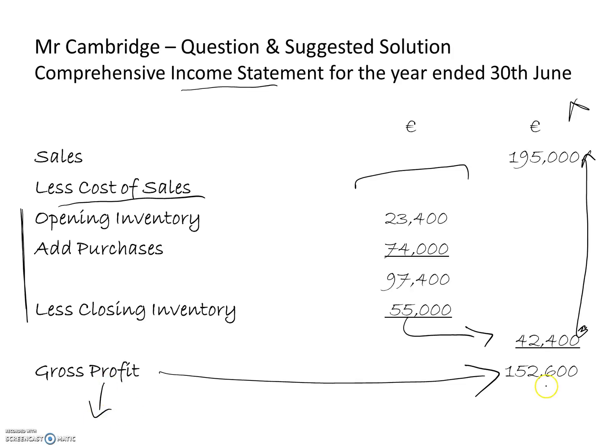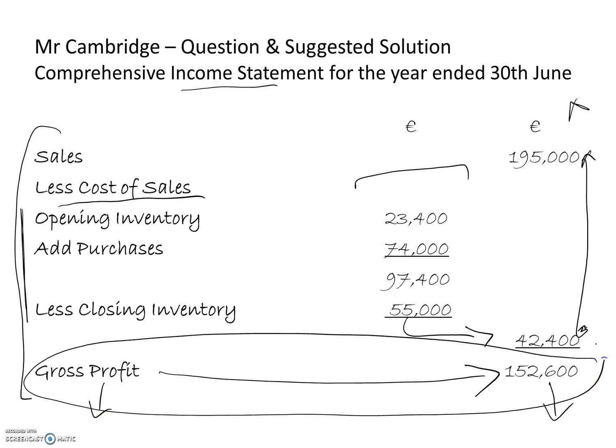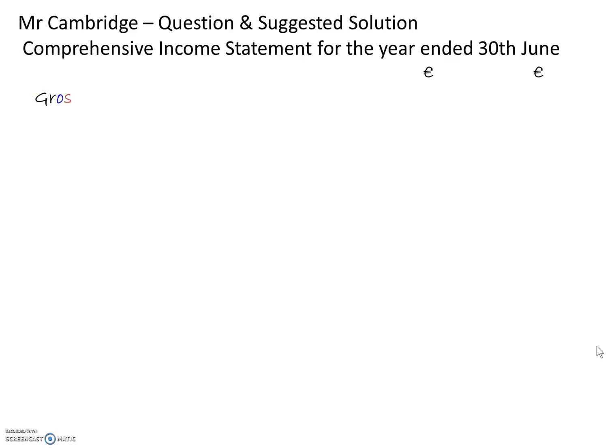Now I'm going to continue straight on down. This part of the income statement is referred to as the trading account, and I go straight on into the profit and loss account part of the income statement. So there's no break. I'm going to take this bit here and put it on the top of the next page. I'm continuing exactly where I stopped off with my gross profit of 152,600. I am now going to list my expenses. So it is gross profit less expenses.